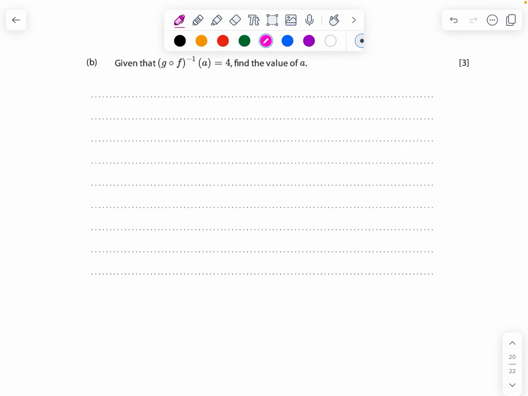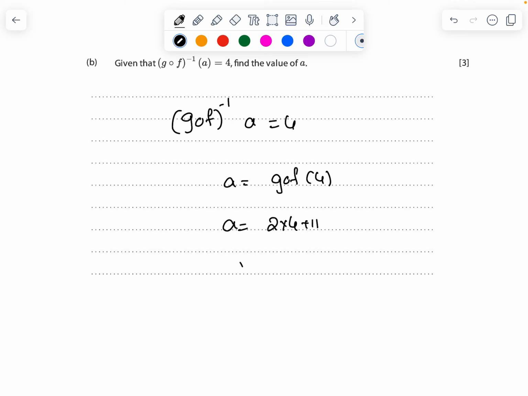Now, given that g circle f whole inverse of a equals 4, find the value of a. So, a equals g circle f of 4. So, a equals 2 times 4 plus 11. So, a equals 19. So, this gives me accuracy 1 mark, and this is method 1 mark, and over here again method 1 mark.